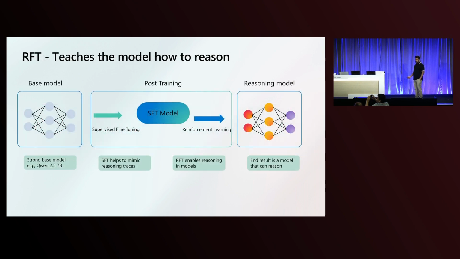So let's talk about how you build a reasoning model. Typically, you can take a base model like the Qwen 2.5 instruct model, and then do what we call reinforcement learning, and then you can build a reasoning model. But what we found is that when you use SFT, supervised fine tuning, as a process before, it helps you converge with RFT faster.